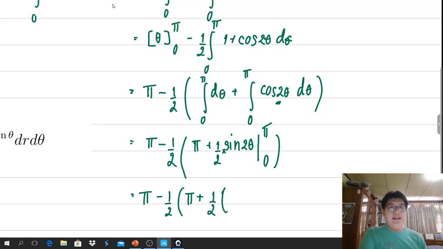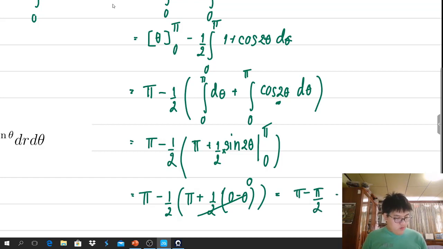Sine 2 pi, let's get sine 2 pi. What is this? This is the angle at 0. Cosine is x, y is sine. That means y is 0, right? And this one is 0. And the cosine 0 is just only 0. 0 minus 0, we'll get this term is 0. We will just only have pi minus pi over 2. We will get pi over 2. This one, right? We will get inside is pi over 2.